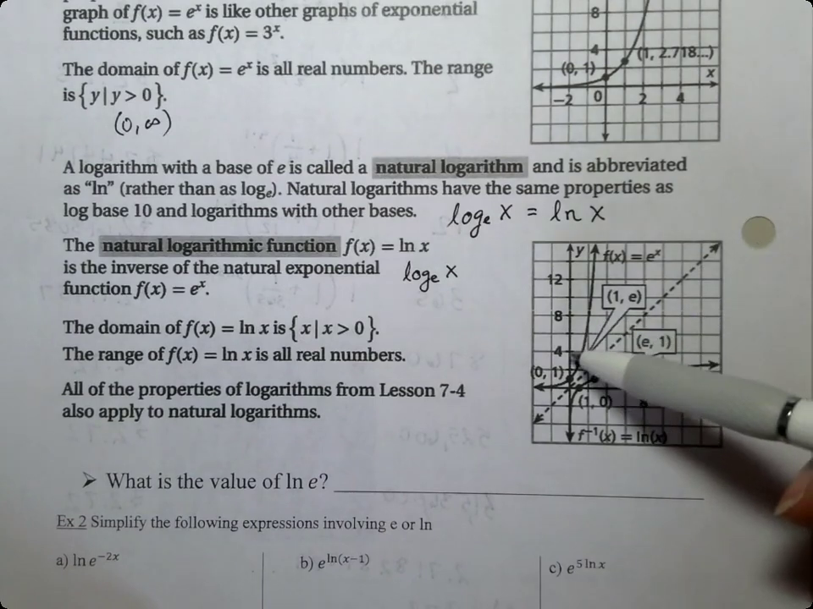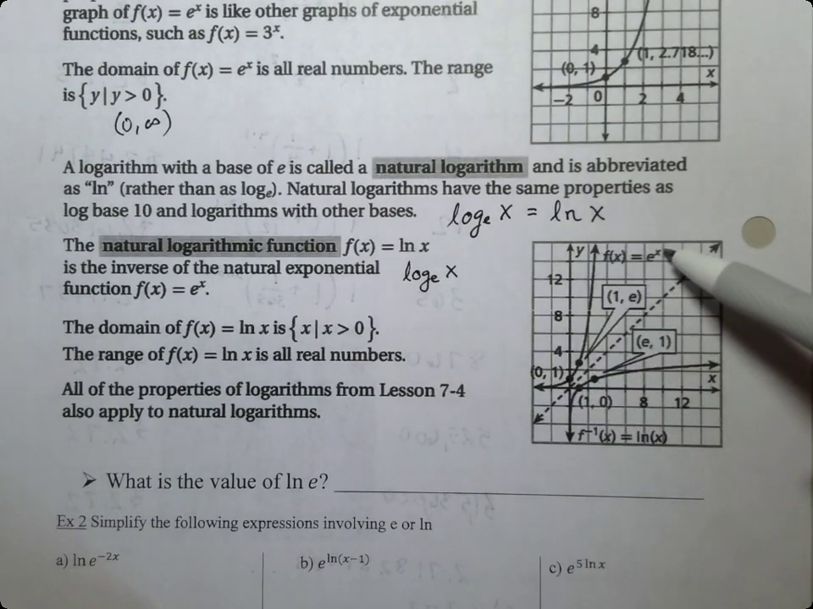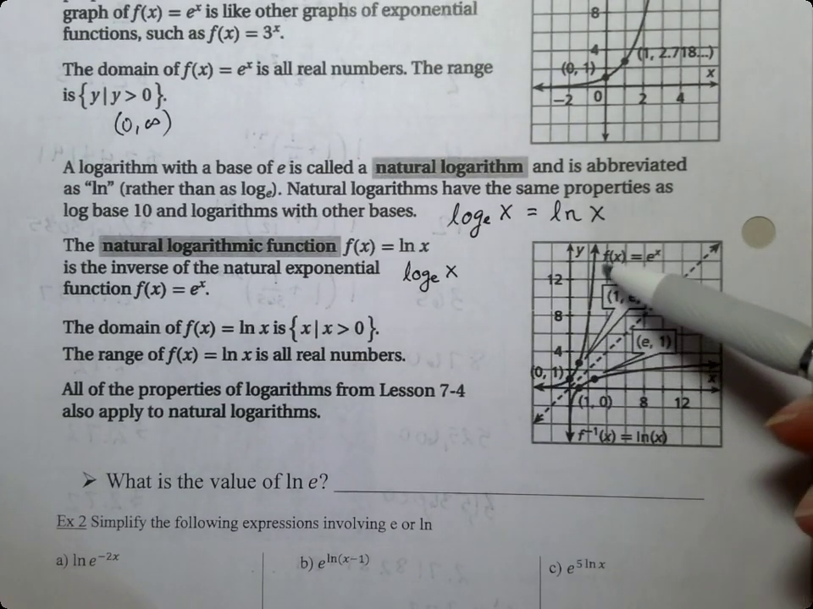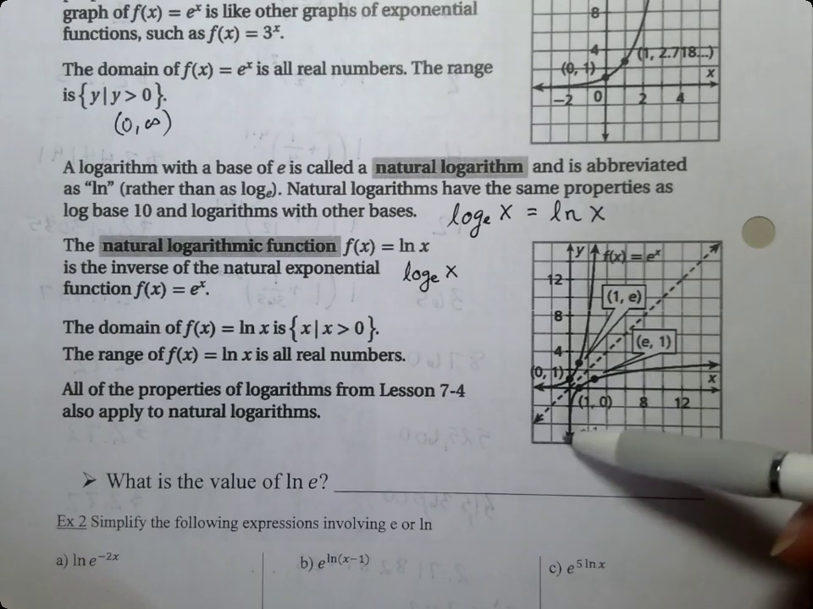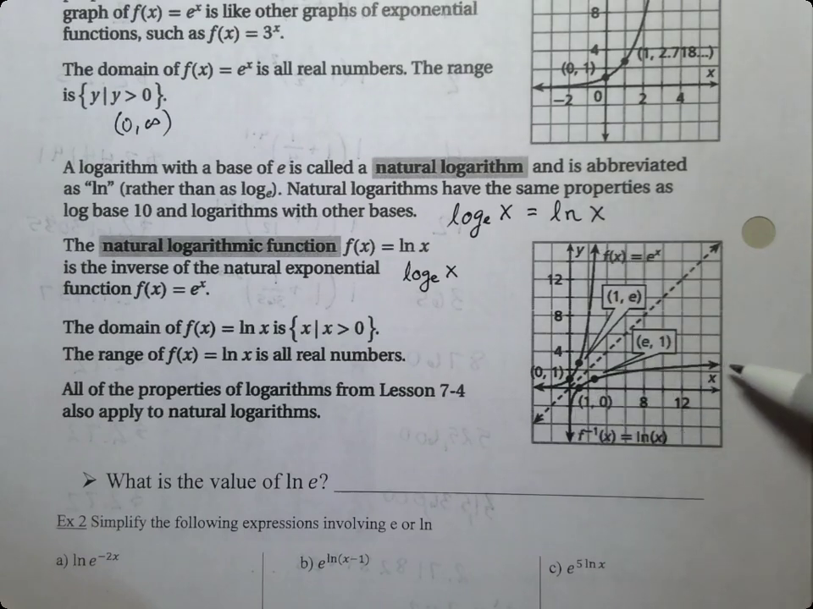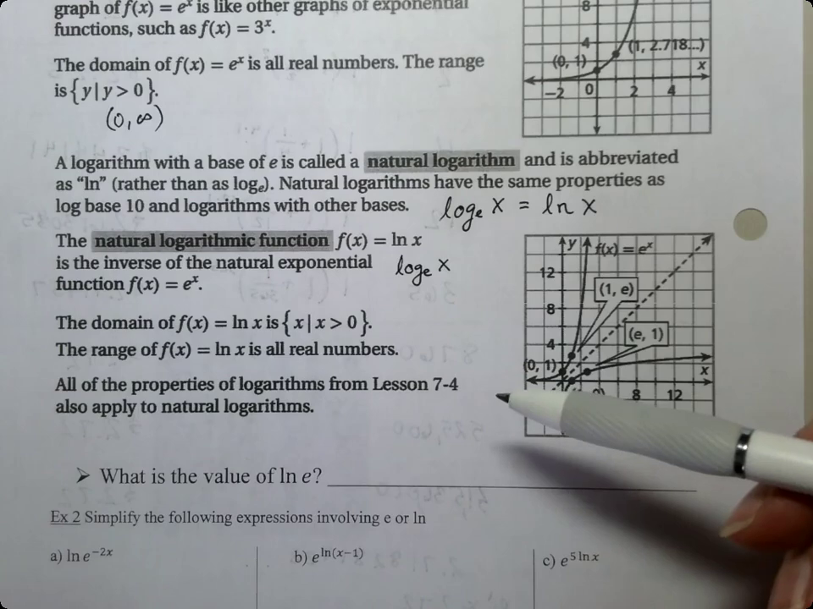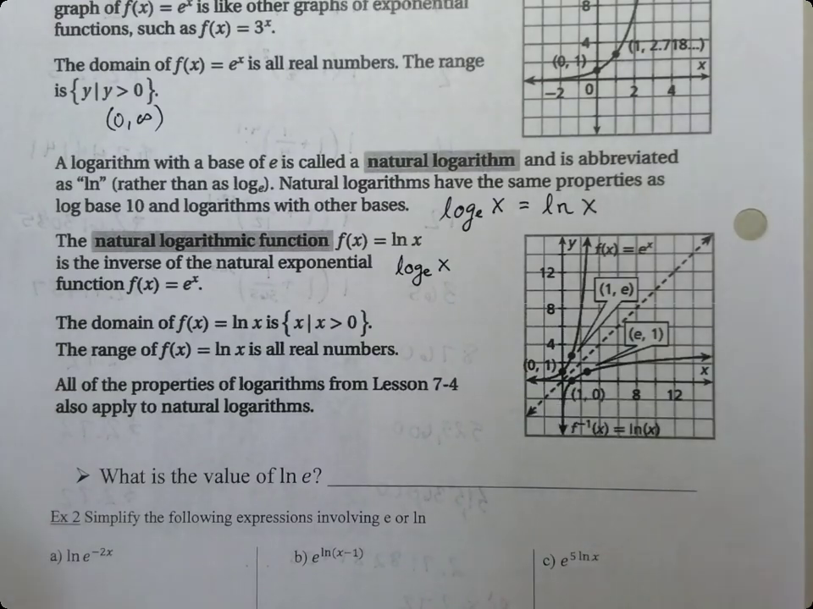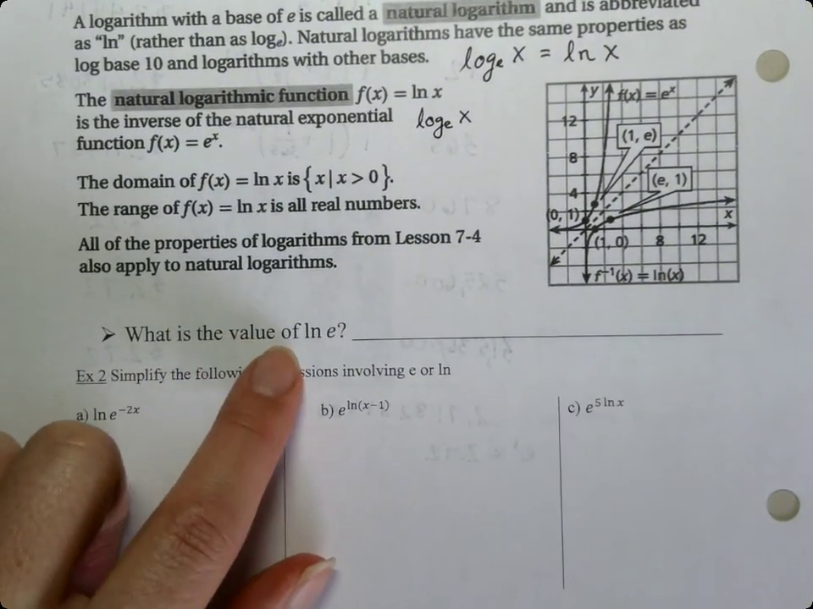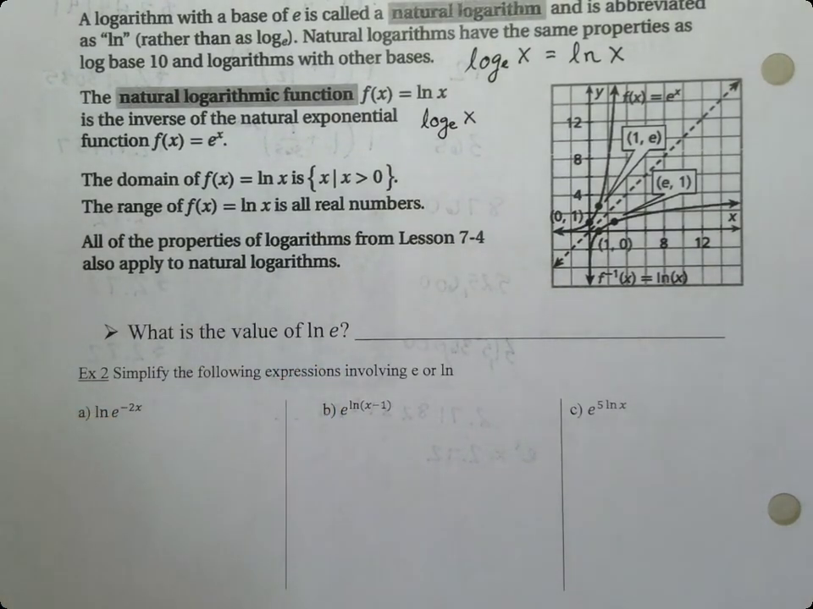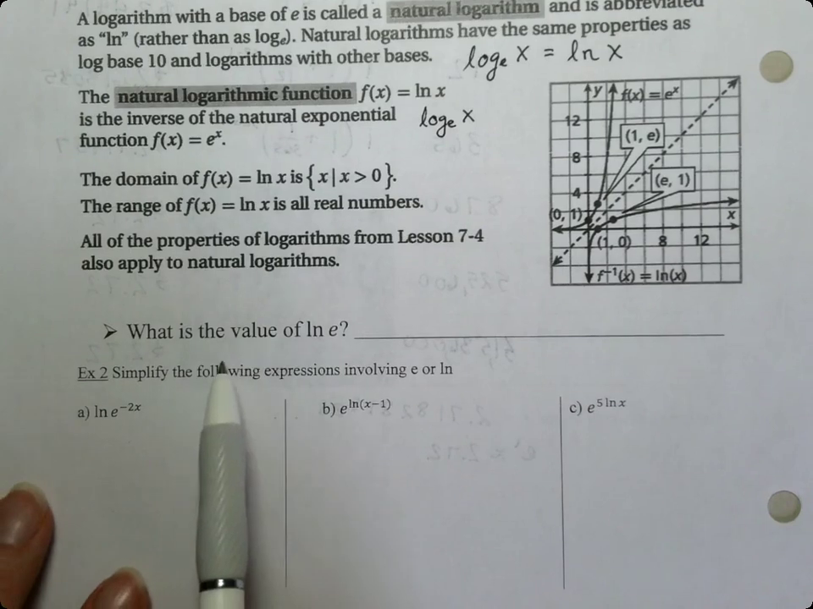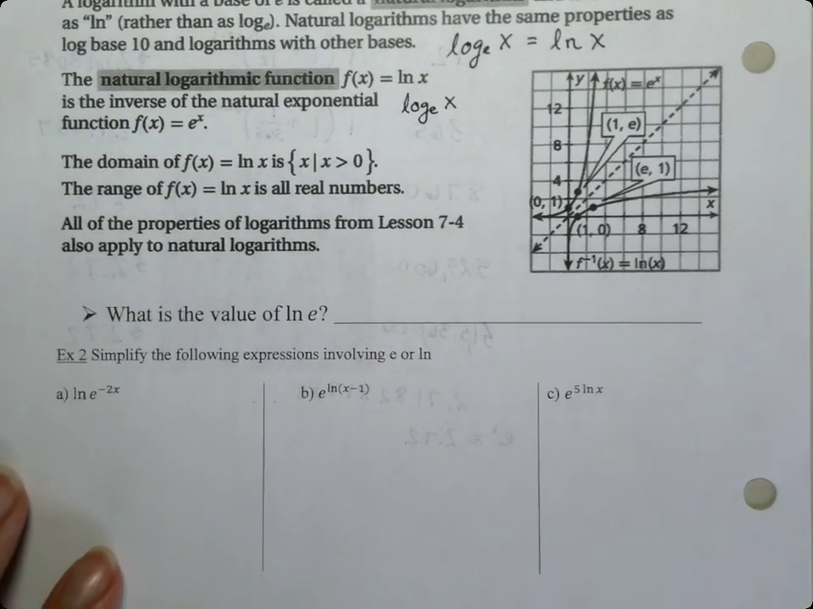So here is the graph, exponential form, e to the x, just your typical exponential, and here's your natural log, which is logarithmic form, log base e. Okay, so all the properties that we've learned in all the lessons are still in play. Now, what is the value of the natural log of e? Think about that. Now, one of you, I helped you with a problem.